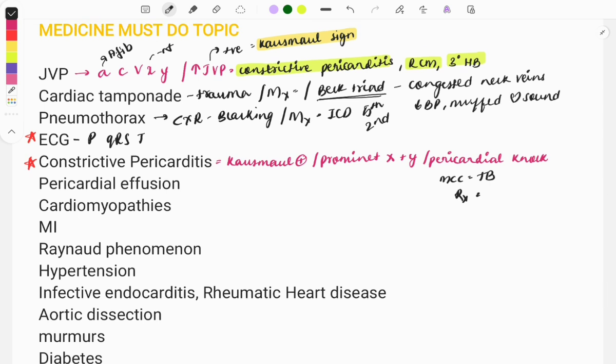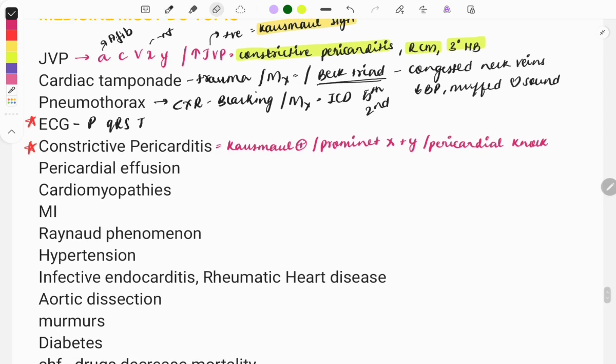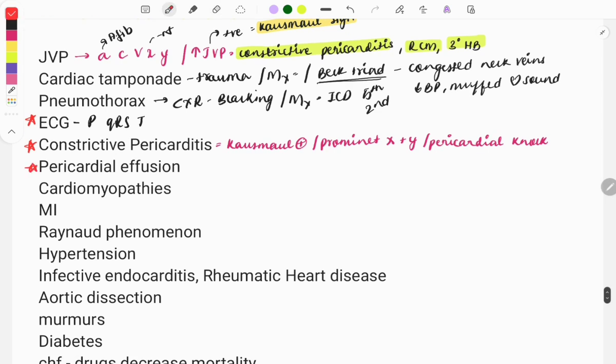Then moving on to the pleural effusion. Pleural effusion also is an important topic. Questions are asked, and image-based questions are asked giving a chest X-ray.